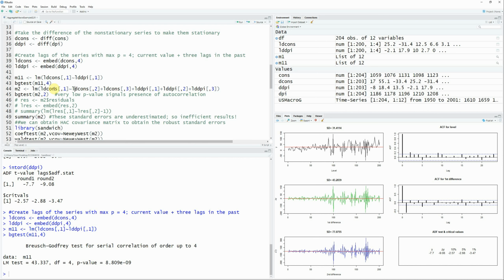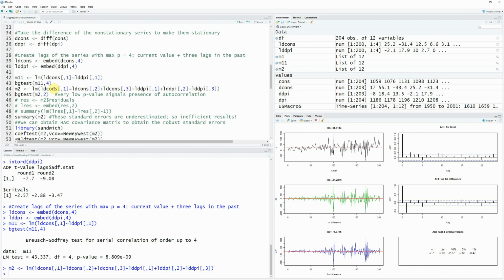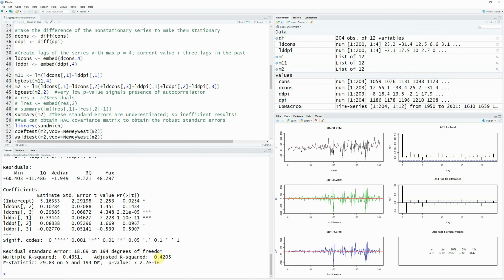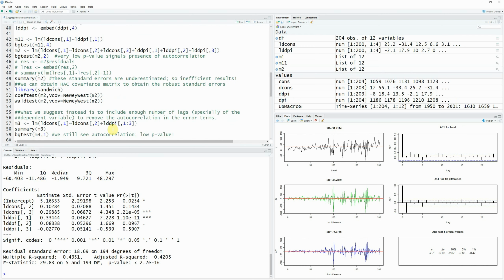Now I'm adding two lags of the dependent variable and two lags of the independent variable, as well as its current value. So now we run the BG test on that one. The p-value got larger, but still pretty small, so we still have the case of autocorrelation. Look at the summary of the model. I get some significant results, but I have autocorrelation, so I cannot really make inference.